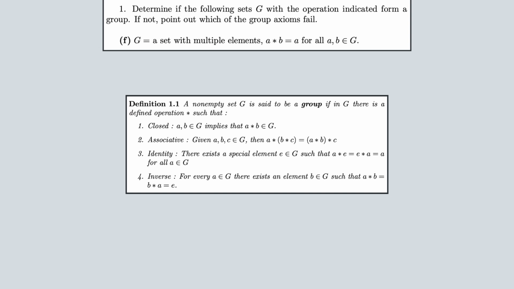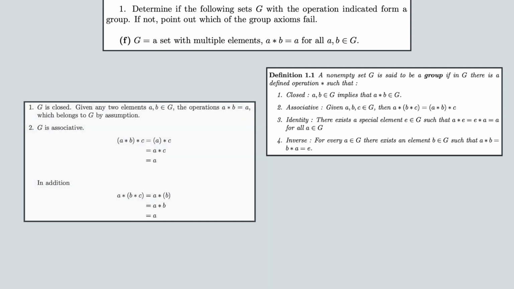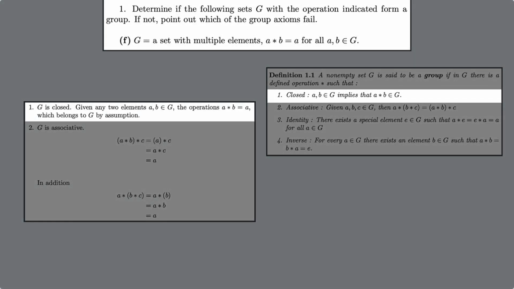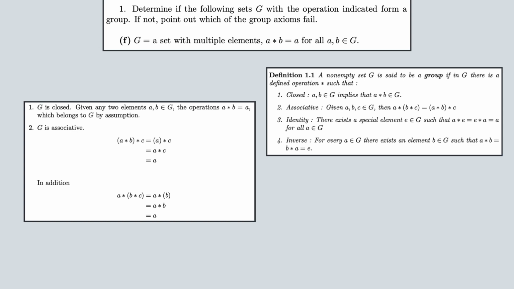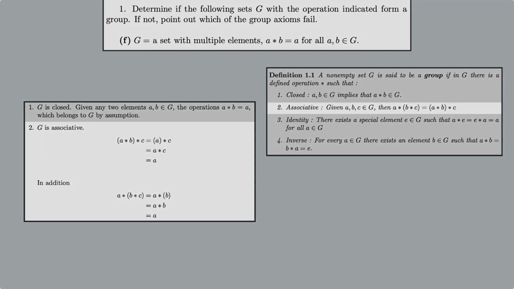So let's check condition 1. Is G closed? The easiest way to think about the closed condition is: if I take any two members of the set and apply the operation star, does star return a member of the set? Here it clearly does. It doesn't matter which two elements of the set you give me, it's going to return the first one, right? A star B equals A. Well, A and B are members of the group, so A certainly is, and A star B equals A, so this group is closed.